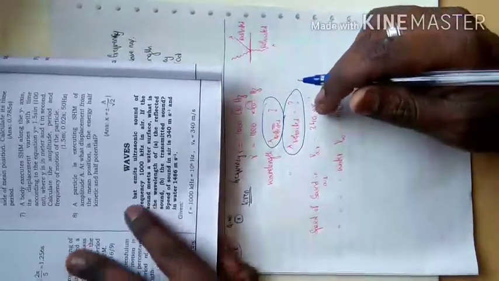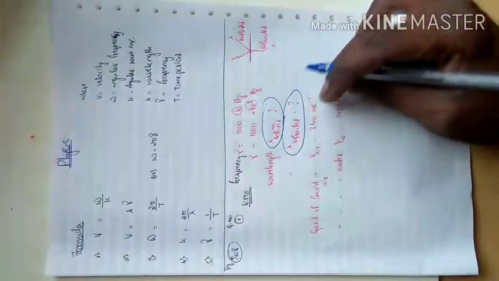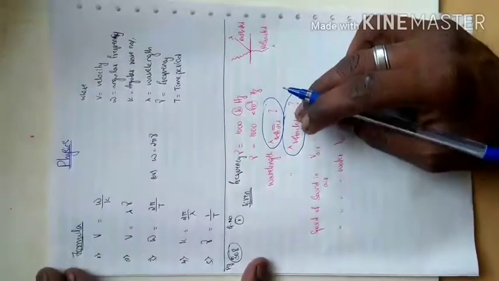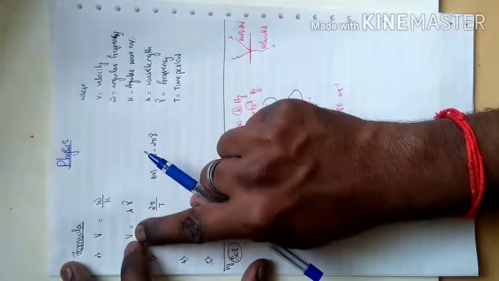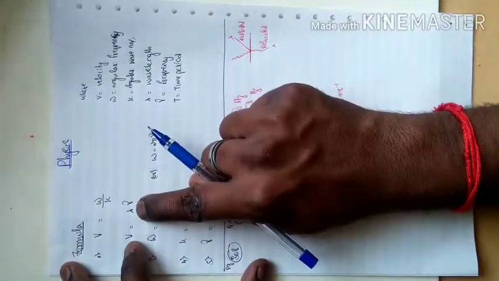Now go and find out the formula. What is the formula available to calculate the wavelength? See, here you have the wavelength lambda, here you have the wavelength lambda. Here velocity is given, frequency is given, you are supposed to find out the wavelength.